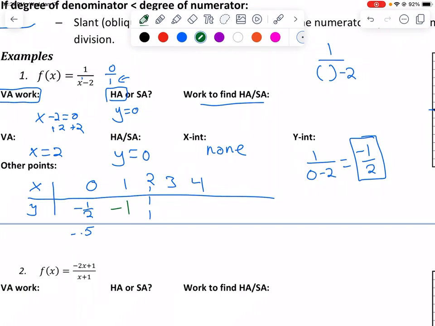When I plug in 3, that's going to give me 1 over positive 1, which is just 1. So when I plugged in 3, I got out 1. And then when I plug in 4, it's my other value, I get 1 over 4 minus 2, which is 2. So I get 1/2, or positive 0.5.